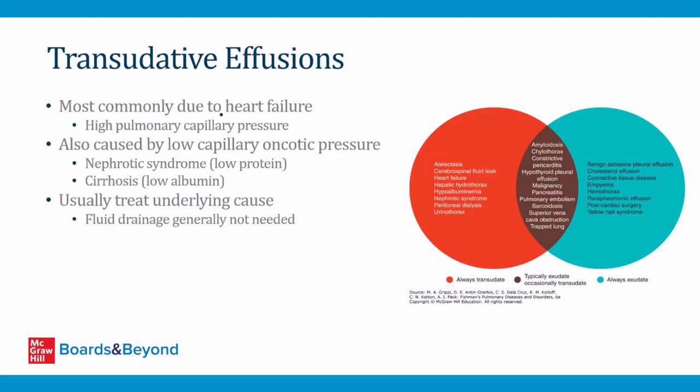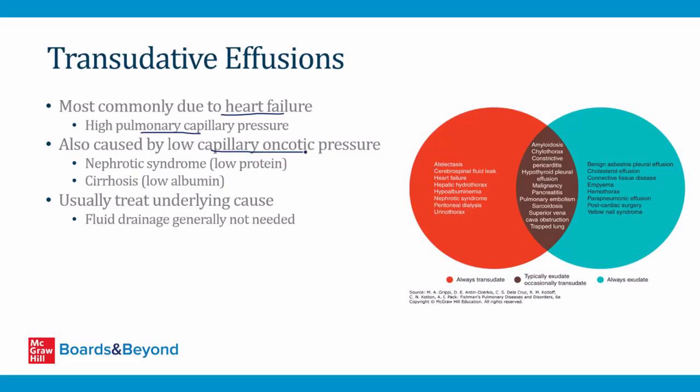Well, the most common cause is heart failure. So in the cardiology section, I talk a lot about heart failure, and in that condition, you get very high pulmonary capillary hydrostatic pressure, and that drives fluid out of capillaries in the lungs, and it fills the pleural space, causing a transudative effusion. Less commonly, you can see transudative effusions when there's very low capillary oncotic pressure.